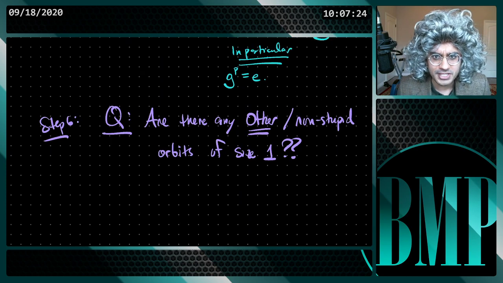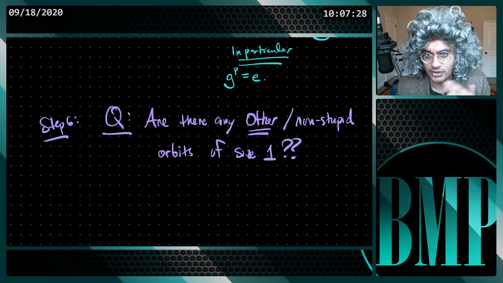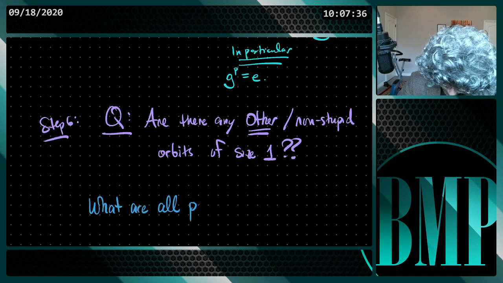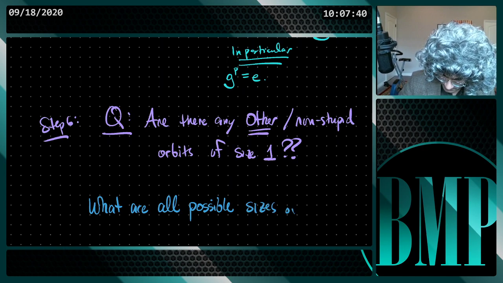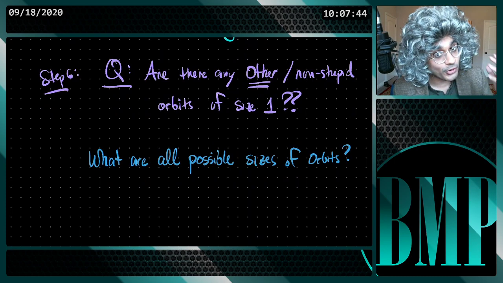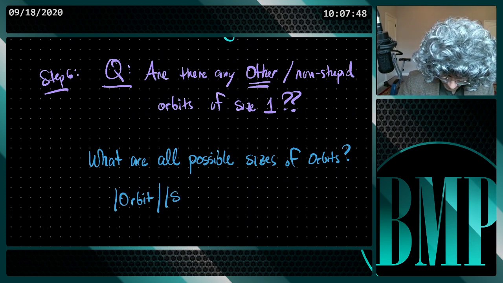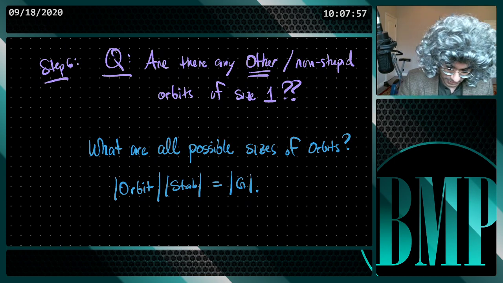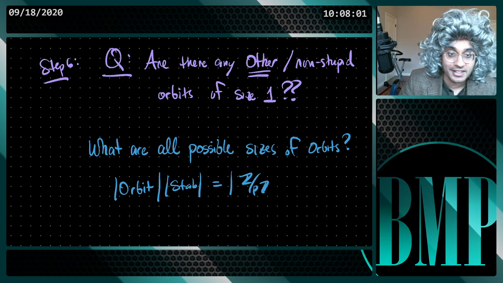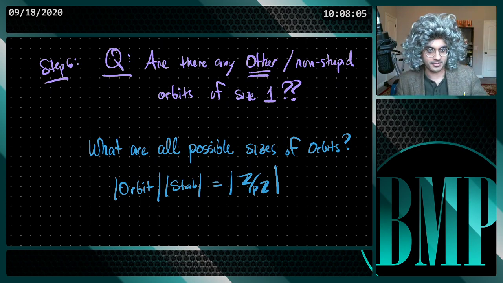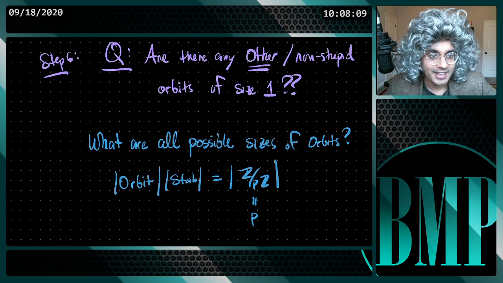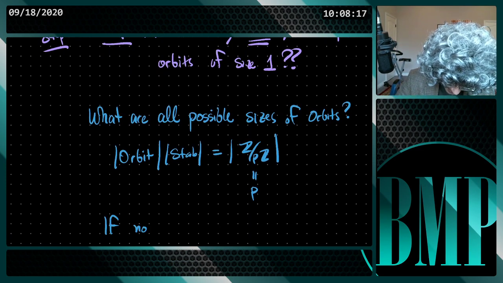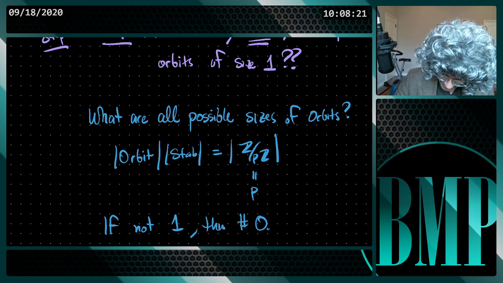All right, maybe we should understand what are all the possible sizes of orbits. Well, by the orbit stabilizer theorem, the size of an orbit has to divide the size of the group. Sorry, our group G, the group that's acting, not our group that we started with. Very bad mistake. Okay? This is prime number P. So there are two options. Either an orbit has size 1, or the other option is size P. If not 1, then the size of the orbit equals P.